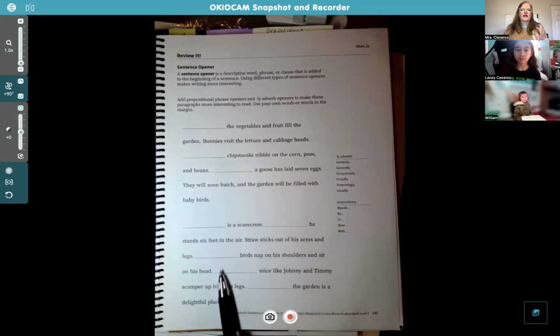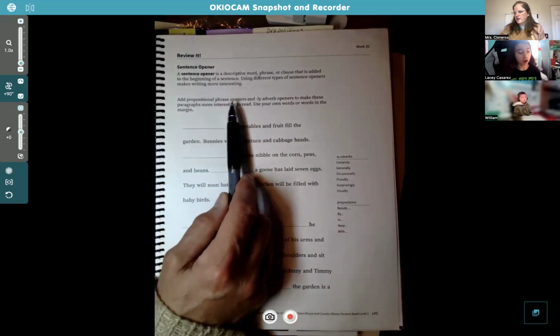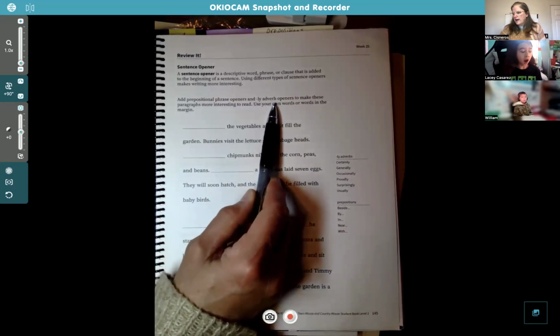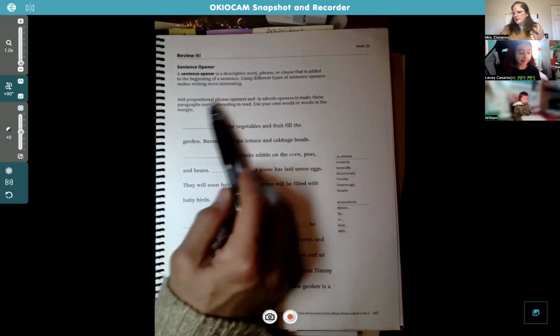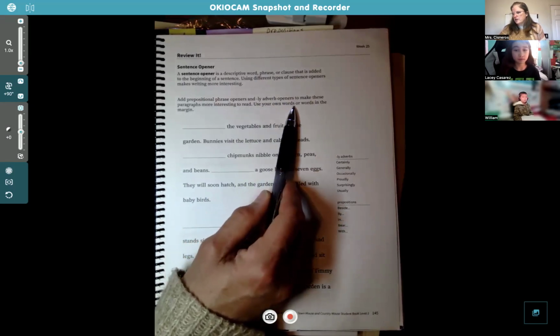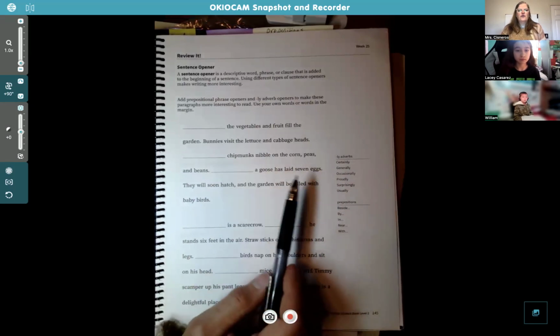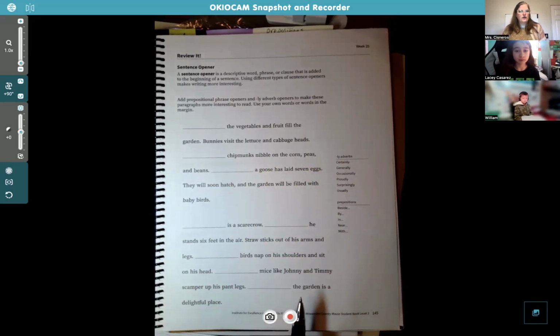And we're going to do a practice here on this page. It says add prepositional phrase openers and ly adverb openers to make these paragraphs more interesting to read. Use your own words or words in the margin. So I'm going to read it first without any of those openers, and then we're going to add openers, and then we'll read it again, and it'll sound so much better.